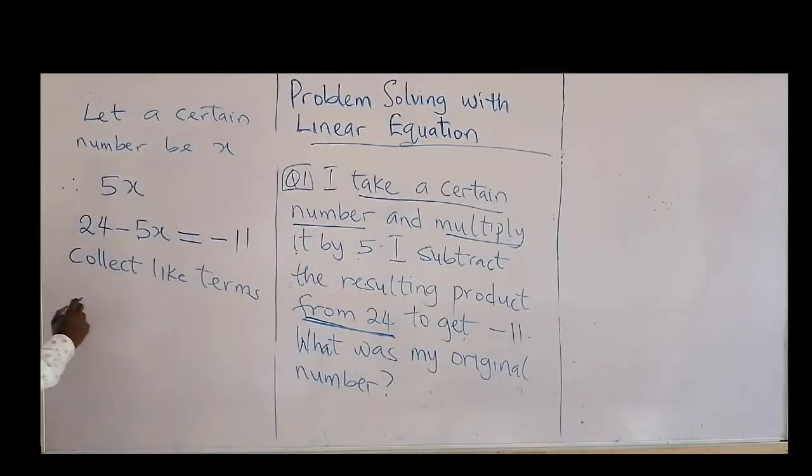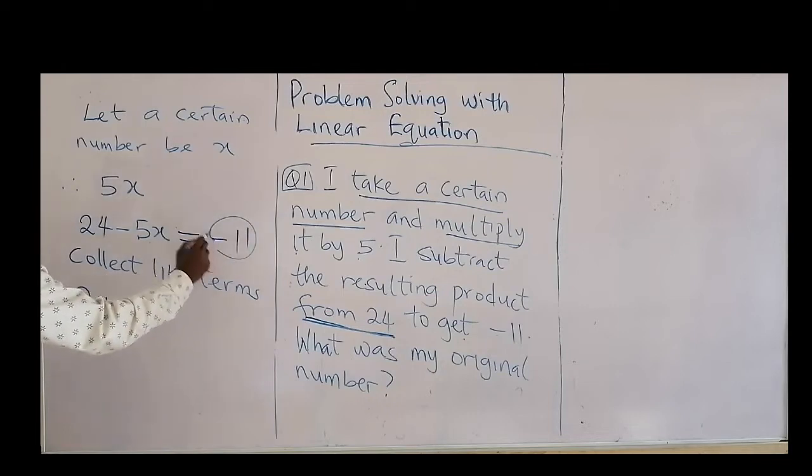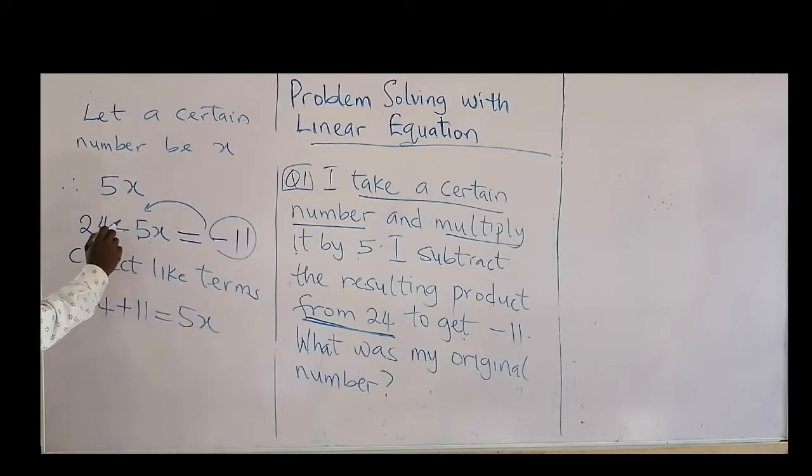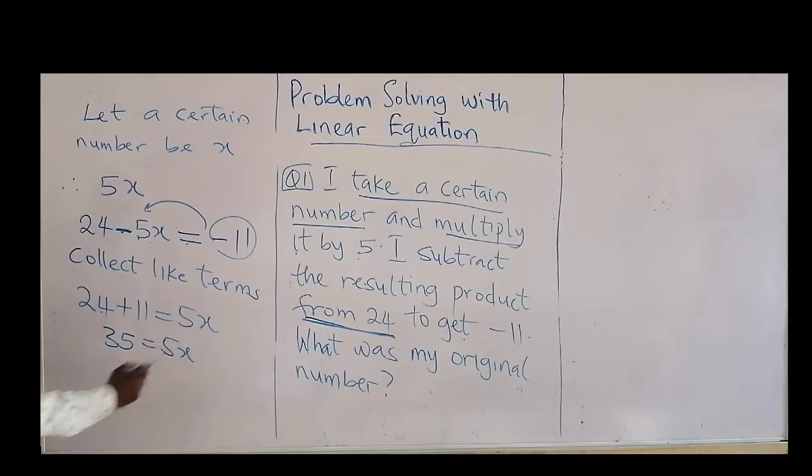Collect like terms, and that will be 24. You move this minus 11 over to the other side, and it becomes plus 11, equal to 5x. When you move minus 5x over the equal sign, the minus will reverse itself. So we now have 35 equal to 5x. The next thing to do is to divide both sides by the coefficient of x, 5 over 5. So x is 7.